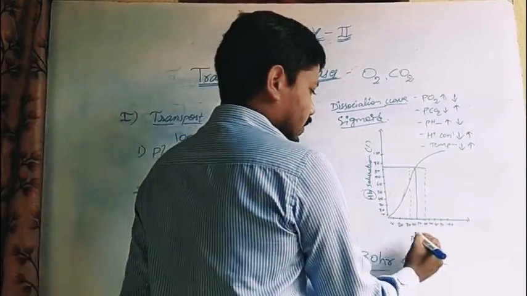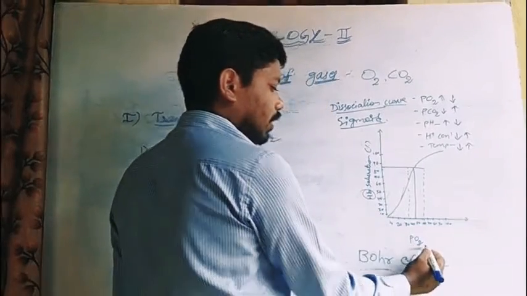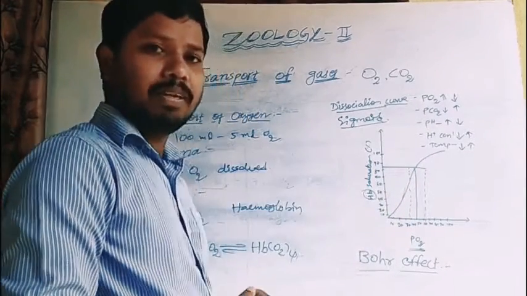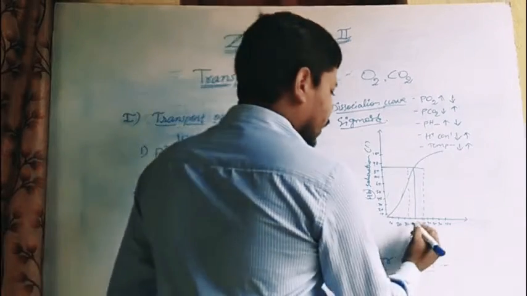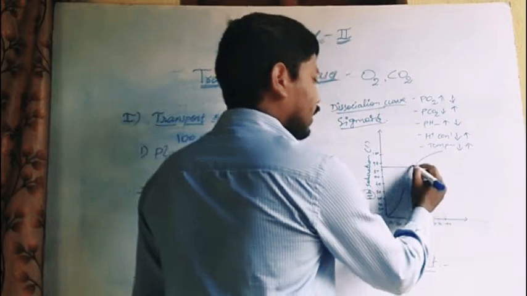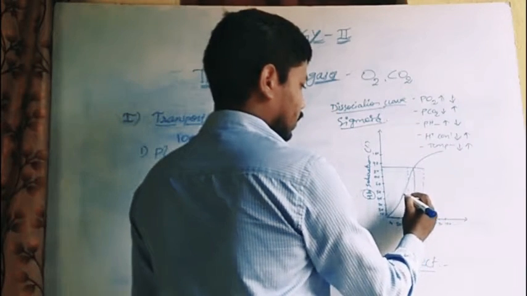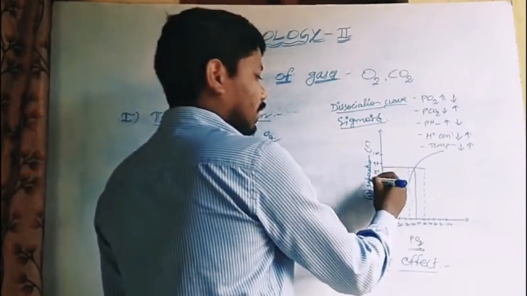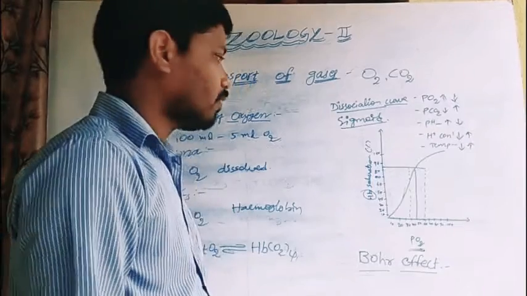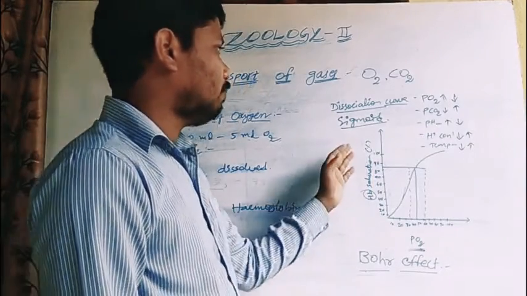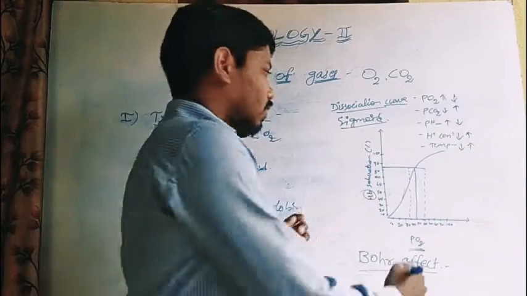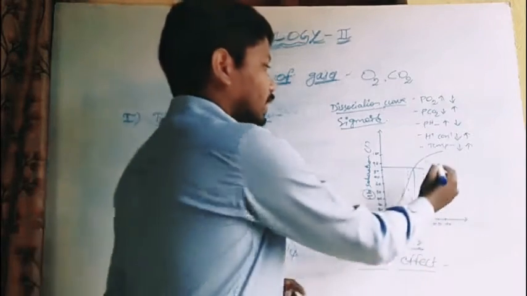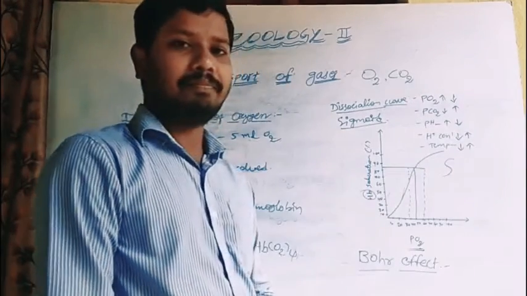Here the y-axis consists of partial pressure of oxygen, and the x-axis consists of saturation of hemoglobin percentage. When the partial pressure of oxygen is high, the binding of oxygen with hemoglobin, or saturation of hemoglobin, is also high. When partial pressure of oxygen is low, the curve is flattened. Here the S-shaped curve is obtained.